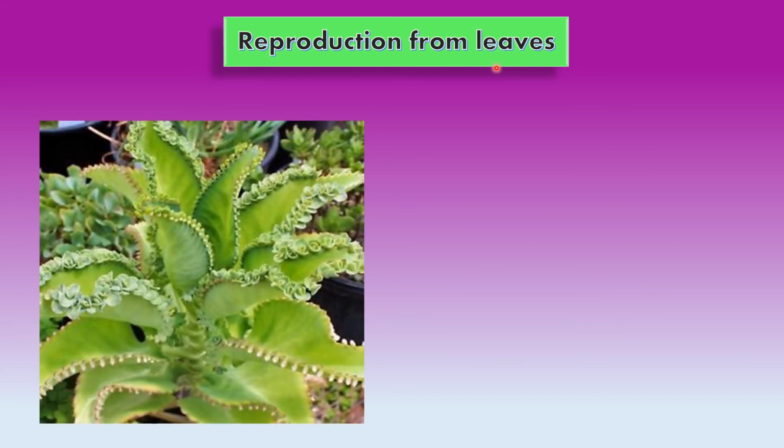Now dear, after reproduction from stems, let's see what is reproduction from leaves. Children, the plants which come in this category, reproduction from leaves, they have thick leaves. For example, let's see this plant. Do you know the name of this plant, children? The name of this plant is bryophyllum, which reproduces with the help of leaves.